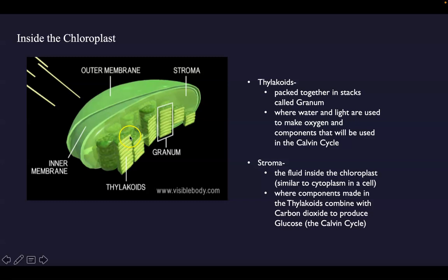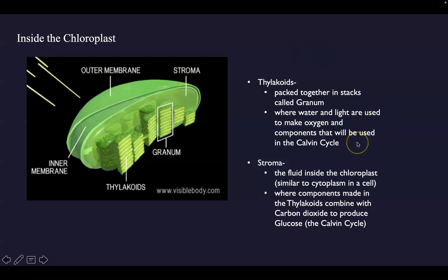Thylakoids is where our light-dependent reactions are taking place. So if the reaction requires light, it's happening in the thylakoids. If the reaction is going to happen regardless of whether or not sunlight is there, then that's a light-independent reaction, and it's happening in the liquid called the stroma.